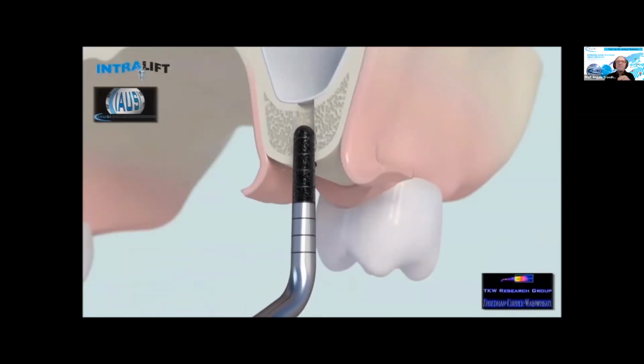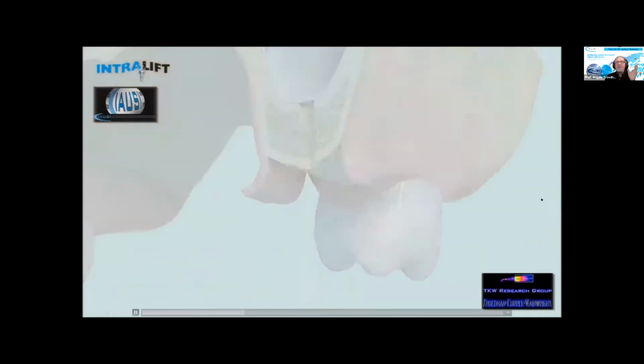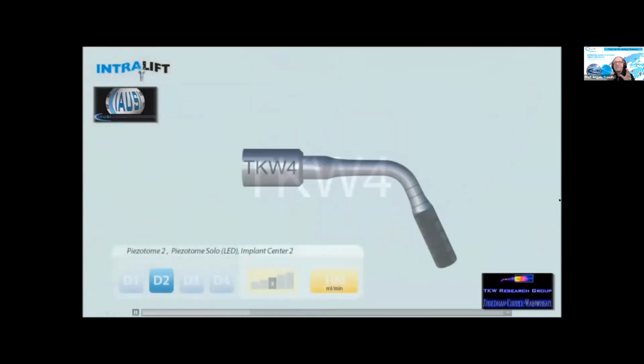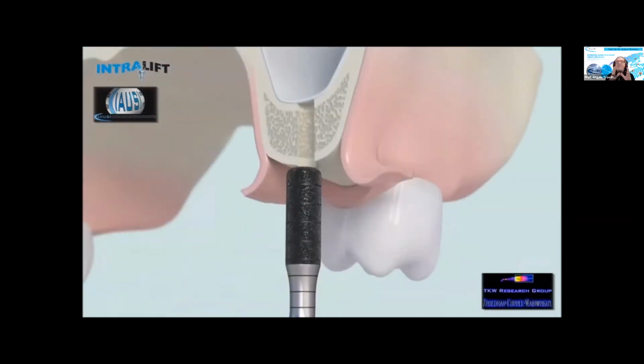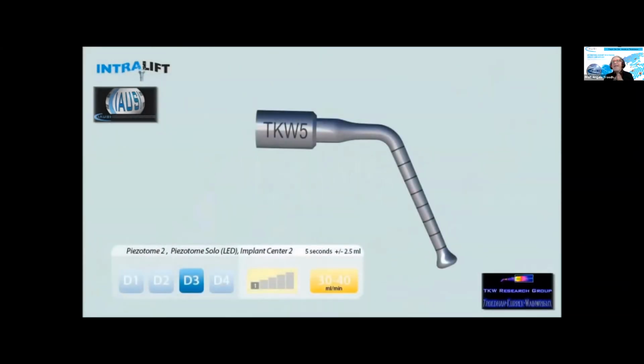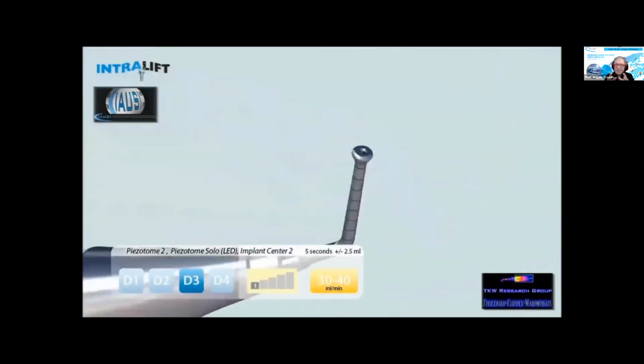With the second tip, which has a half bowl shape on the top, you open the sinus floor. Of course, it's not 100% safe. If you push, the sinus membrane is ruptured, but by the cavitation effect and the soft tissue protection of the ultrasonic surgical devices of Piezotome Cube, Piezotome 2, whatever you have, it's very difficult to cause a perforation.